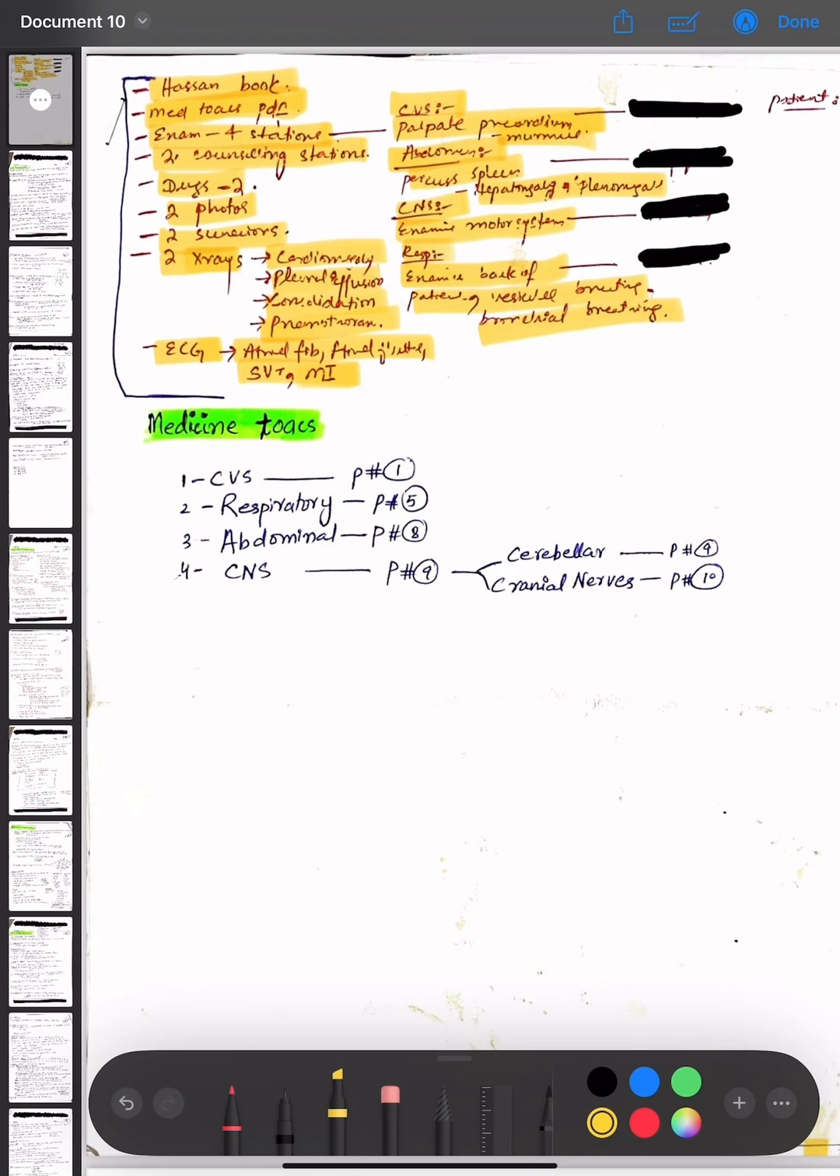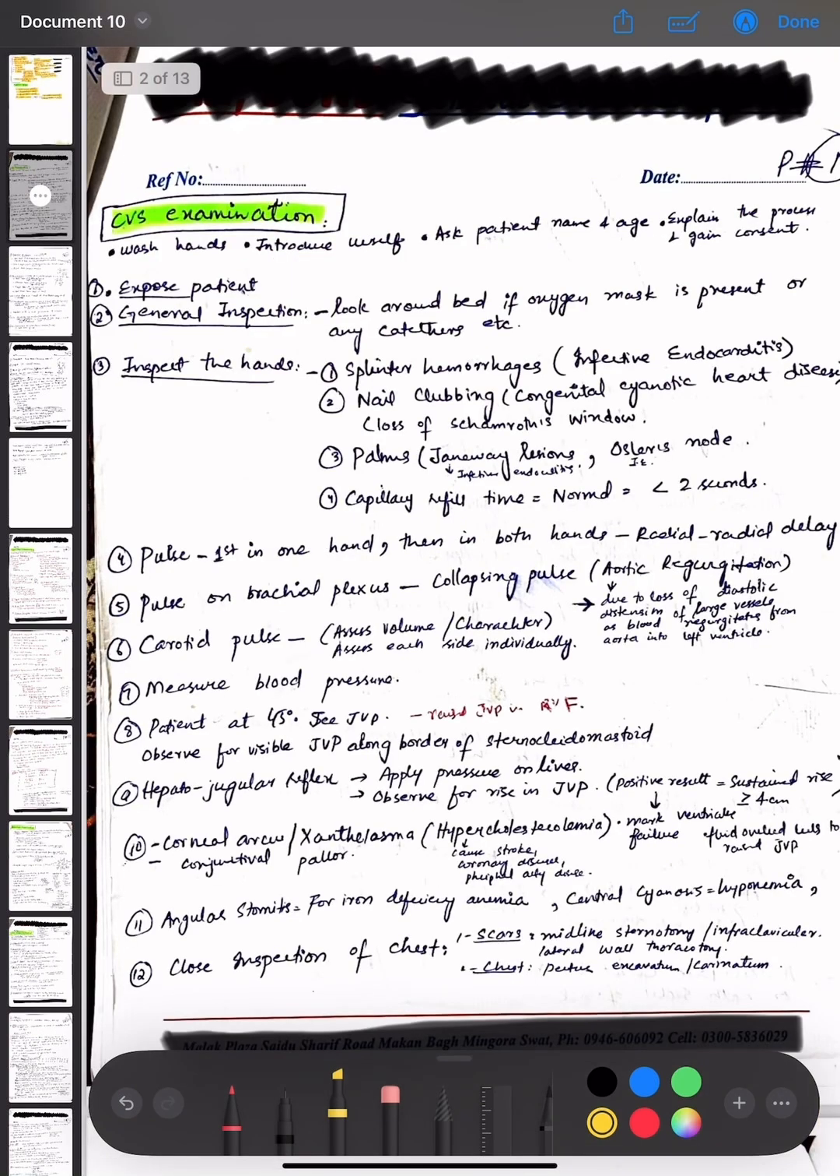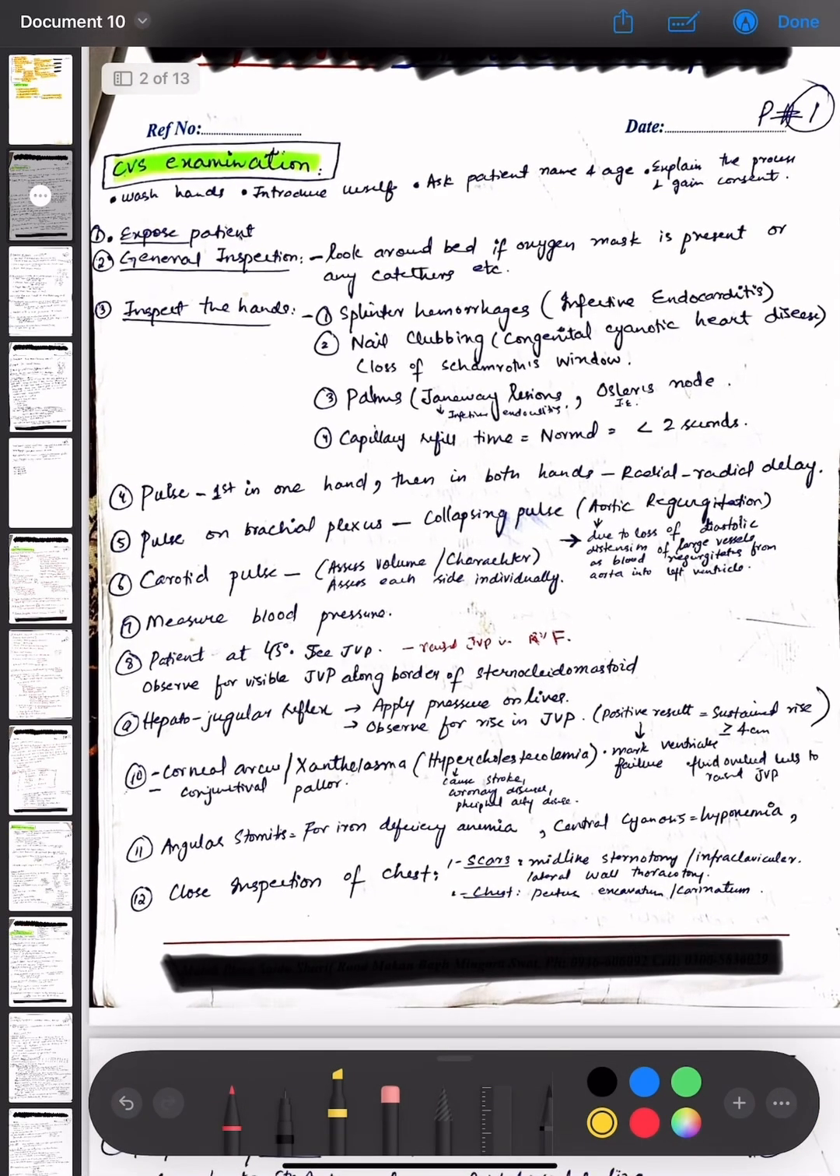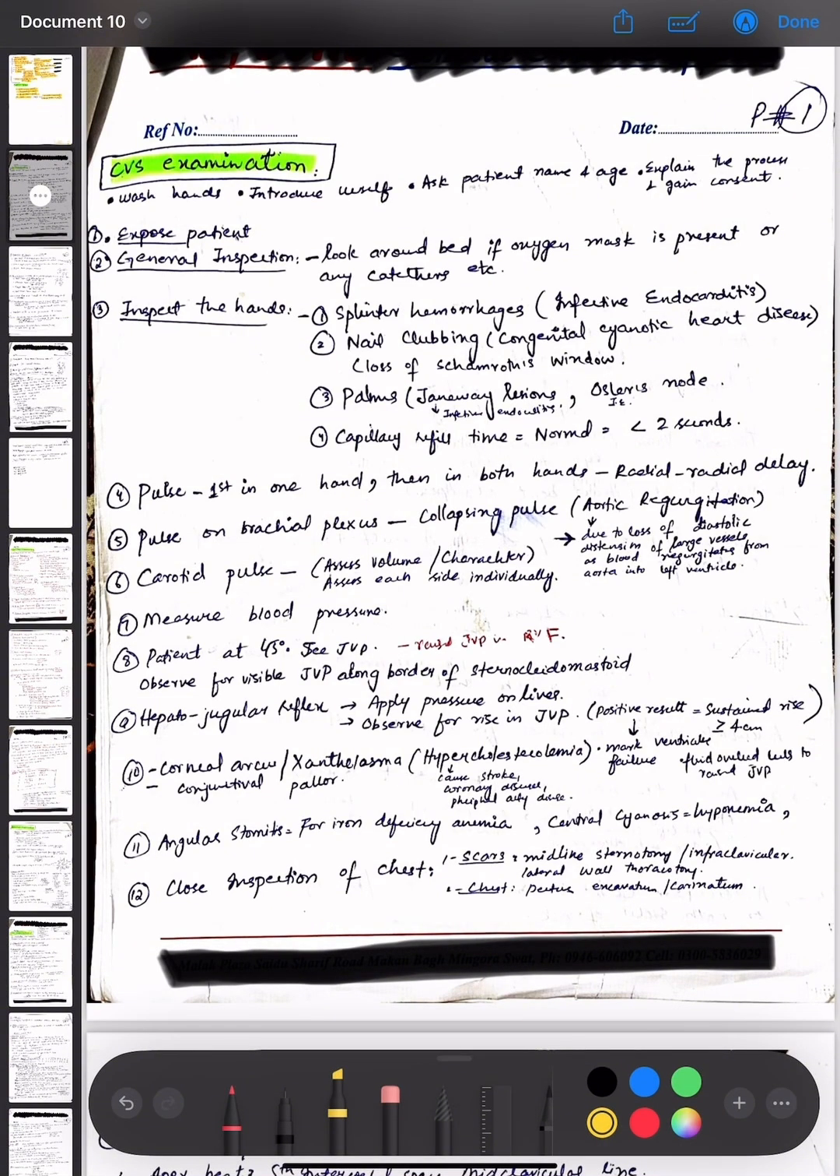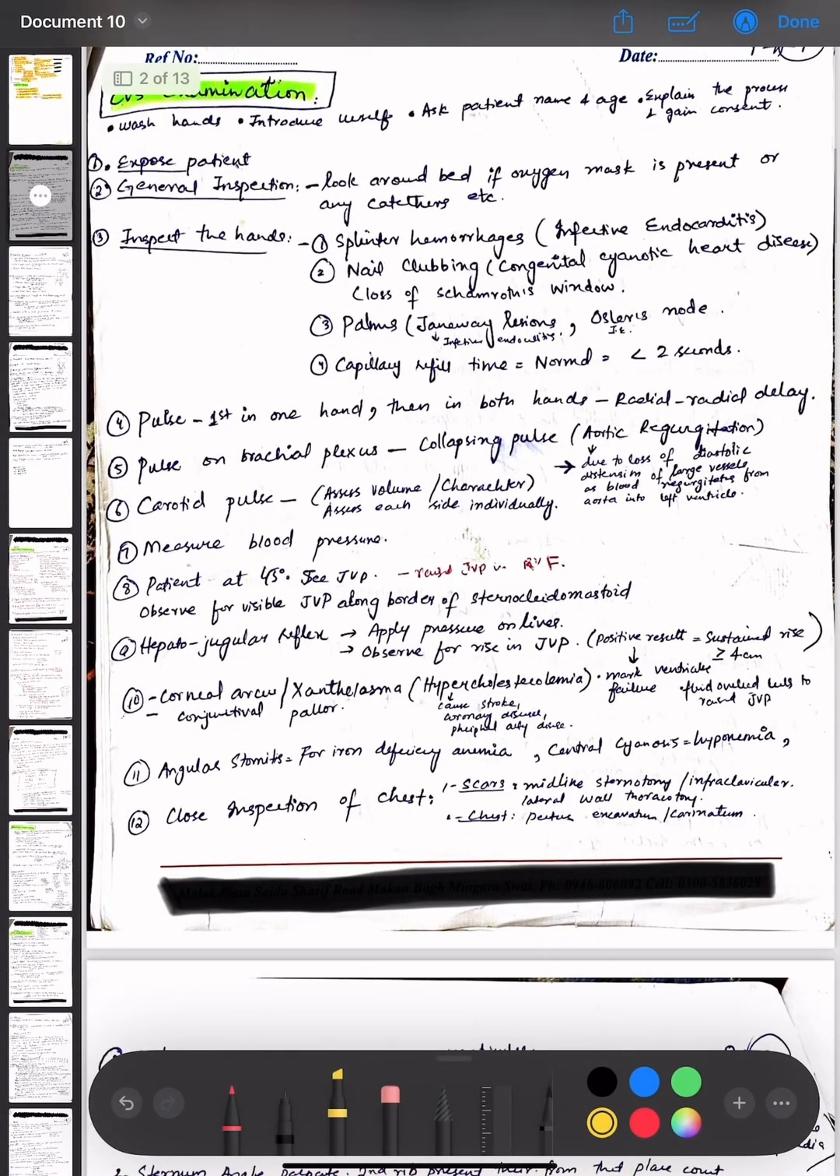Okay, now in this PDF we are discussing the examinations. The most important examinations are CVS, then the respiratory examination, then the abdominal examination, and then the CNS examination. In the CNS examination we will learn the cerebral examination and the cranial nerve examination. So starting from our first examination, that is the CVS examination, we will discuss the general method and the important points from this PDF, and then in other videos we will perform the examinations physically.